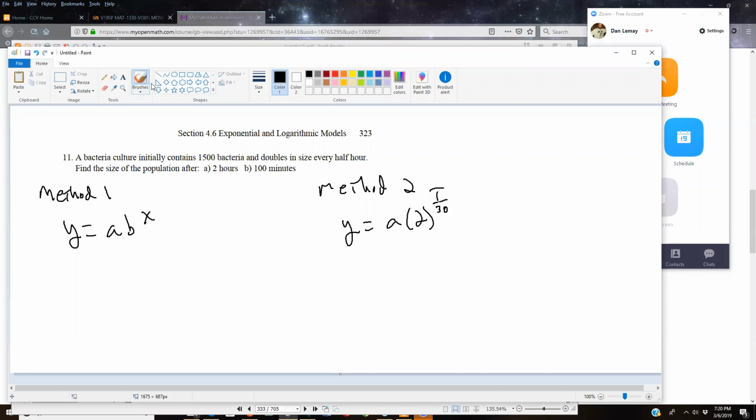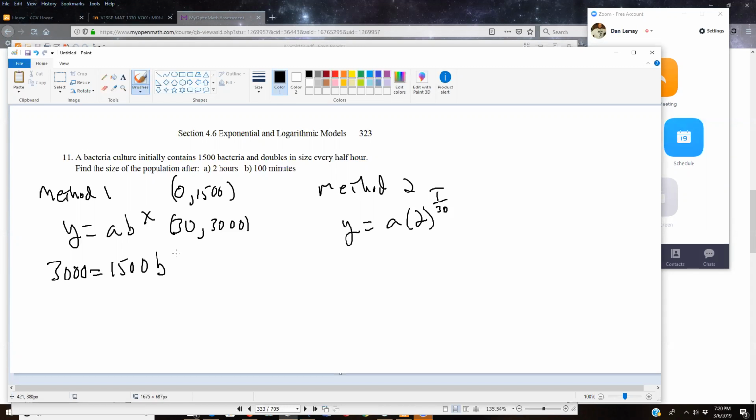So I know that at time 0, I have 1,500 bacteria. And that's going to be true either method. And then they're telling me it doubles in size every half an hour. So in 30 minutes, I'll have 3,000. So I could do the same old that we've been doing right along, where I know y is 3,000. And then I know initially I have 1,500.